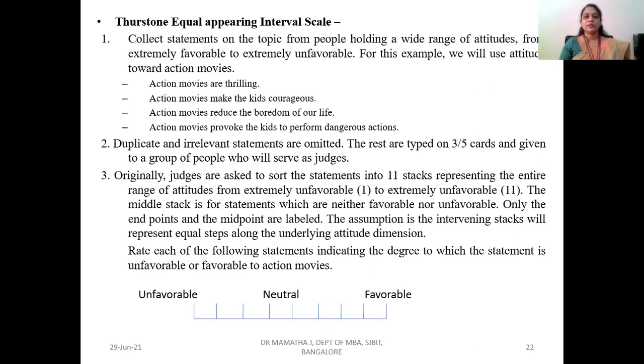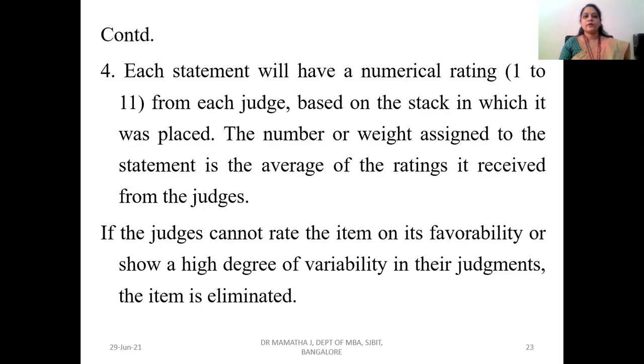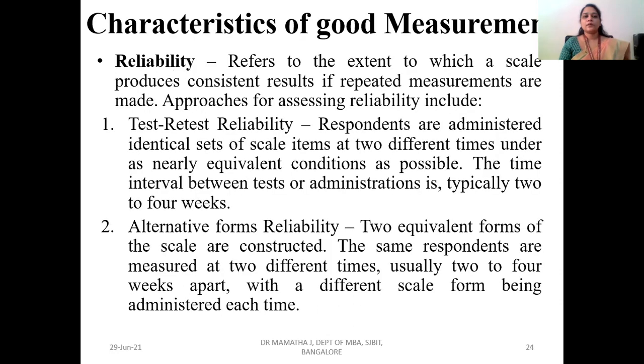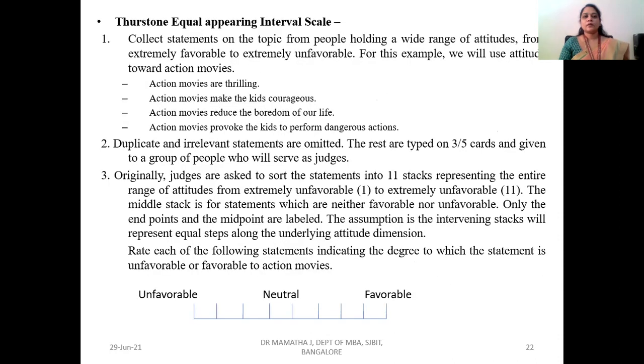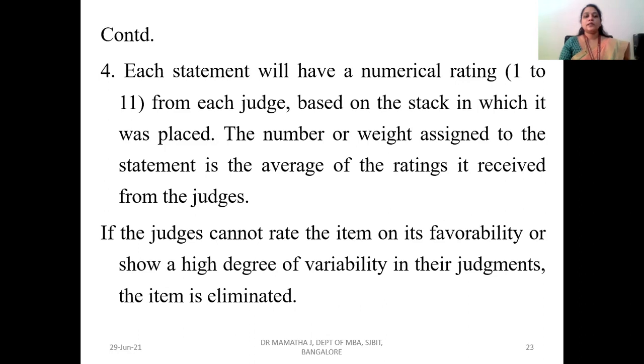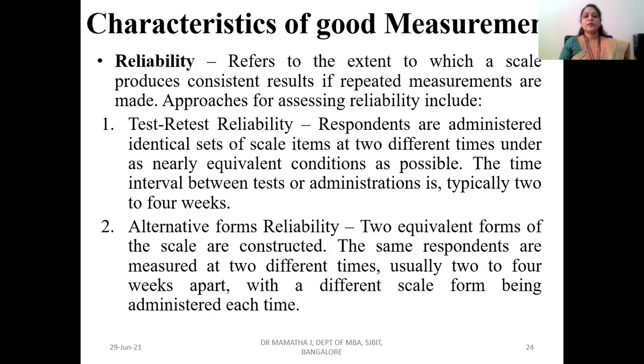Okay, and you are measuring the opinions and attitudes. Okay, so this is called, sorry, the Thurston equal appearing interval scale. These are the different advanced scales. Now coming to the characteristics of good measurement scales.